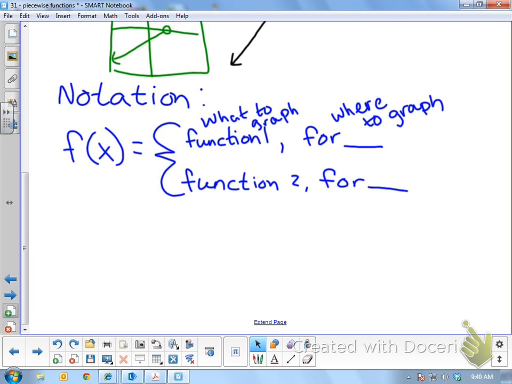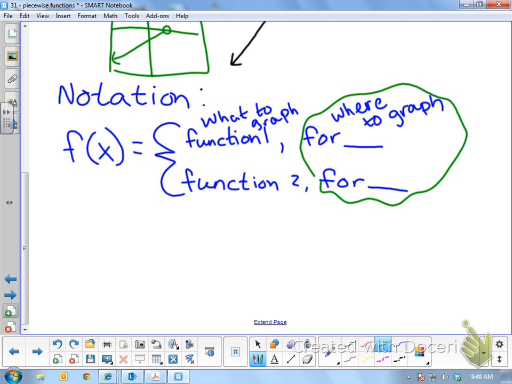You could also have a function 3, a function 4. You can have as many pieces of functions as you want. Most of the time we work with just 2, sometimes 3 pieces. Another very key important part is where to graph. It's going to say "for", and then it'll say x greater than or x less than. That's why I left it blank, because it can change. Then it'll give you a key point, a very important number. This where-to-graph part is very important for our piecewise functions. It tells us what part of the graph we keep and what part of the graph we erase, what part of the graph we get rid of.